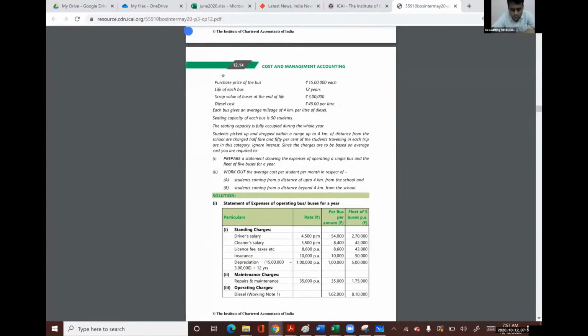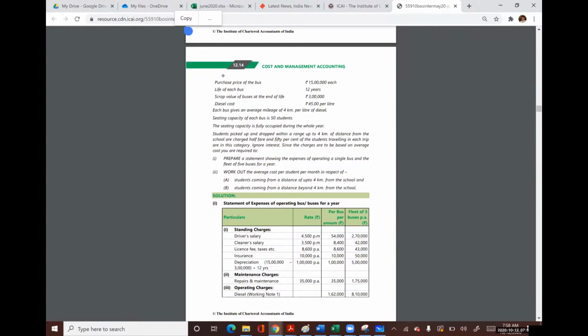That's okay. You can directly go to the last, seating capacity. Seating capacity of each bus is 50 students. The seating capacity is fully occupied during the whole year. Students picked up and dropped within the range of 4 kilometers of distance from the school are charged half fare, and 50% of the students traveling in each trip are in this category. Ignore interest, since the charges are to be based on average cost.